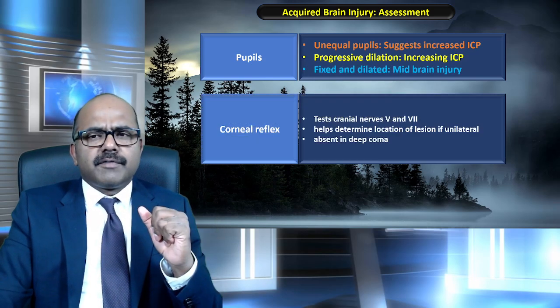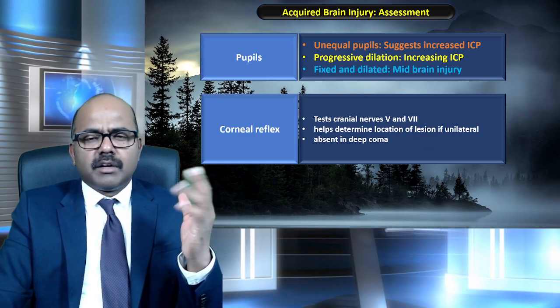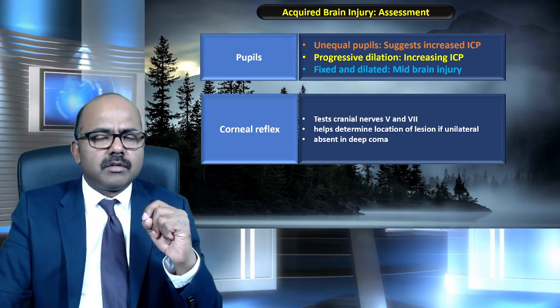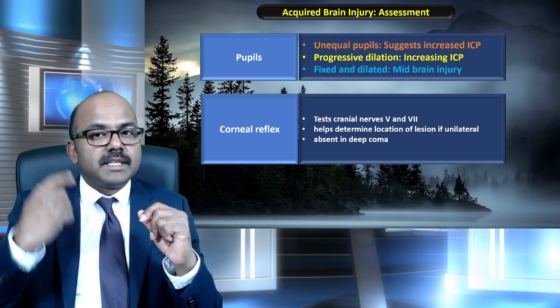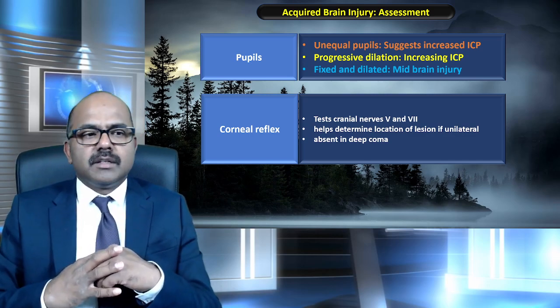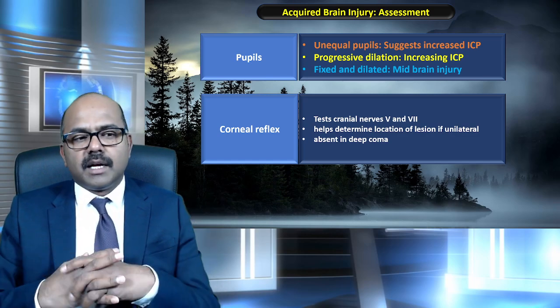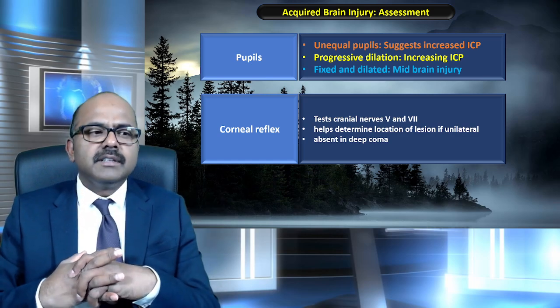Look for the corneal reflex. You can take a cotton or gauze and touch the cornea to see if any blinking happens. That's a test for cranial nerves 5 and 7.